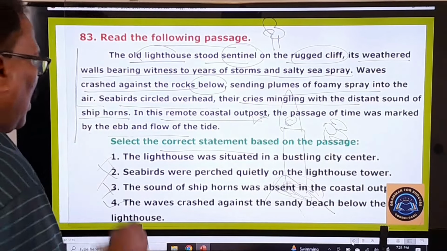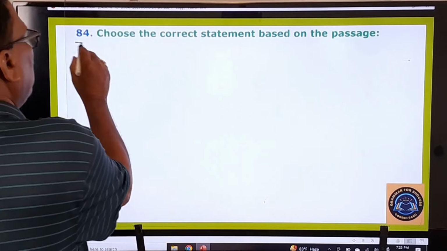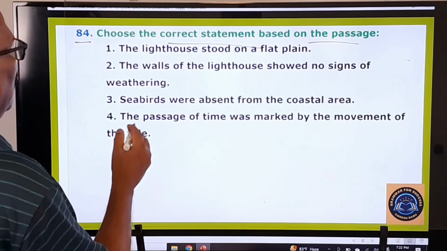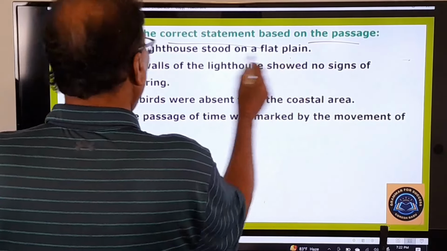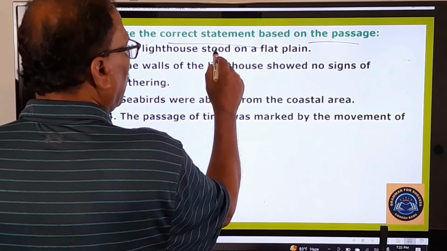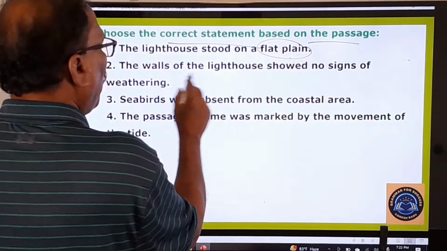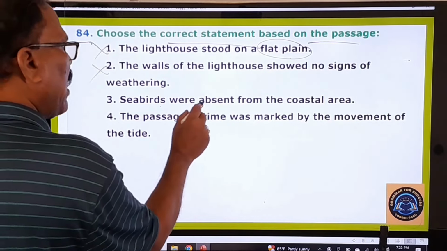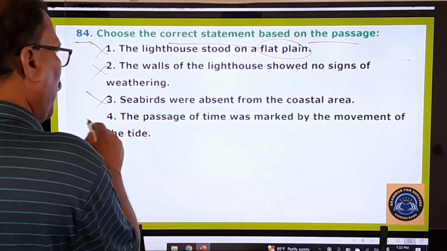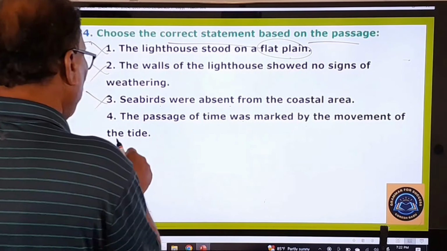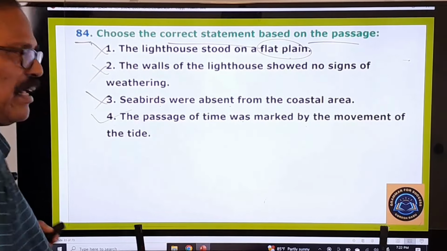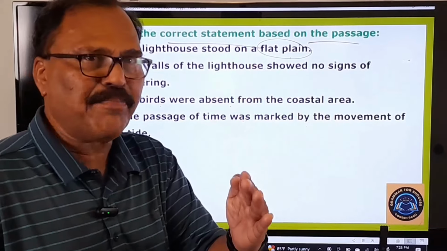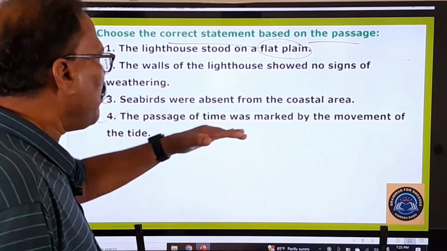Now you move on to other questions. 84th question is there. Choose the correct statement based on the passage. The lighthouse stood on a flat plain. No. It has not stood on a flat plain, right? The walls of the lighthouse showed no signs of weathering. No. Seabirds were absent from the coastal area. No. The passage of time was marked by the movement of the tide. The fourth one is again right in this. So the passage of time, that means the passing of the time can be known from the movement of the tide.